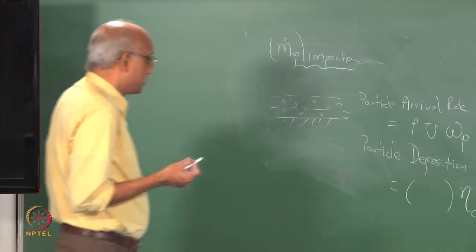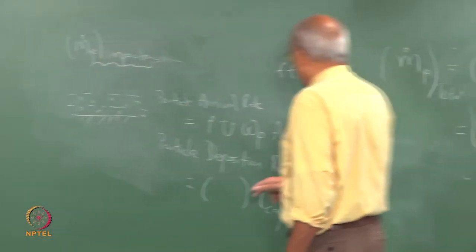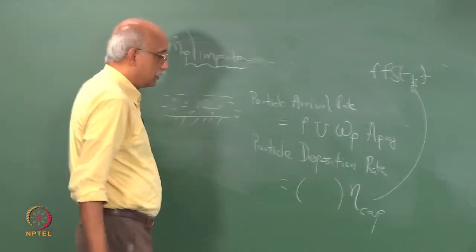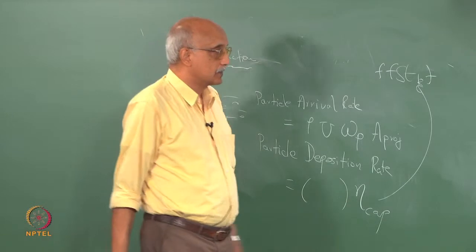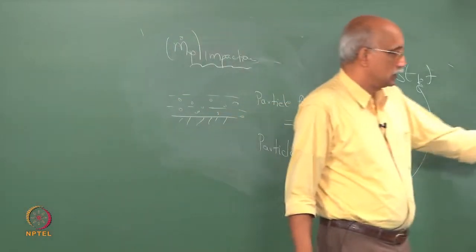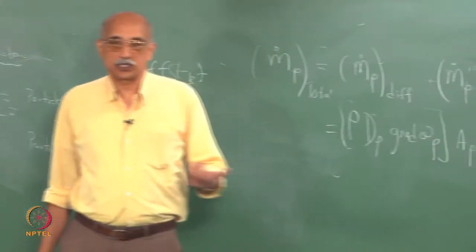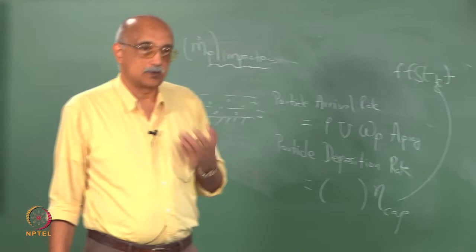Okay. So, this expression then, I mean m_p dot impaction, you can substitute rho u omega p A projected multiplied by eta capture. So, that kind of summarizes all the different mechanisms that lead to particle transport and the associated fluxes and the associated rates of transport.